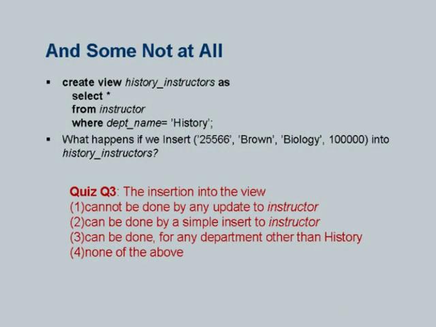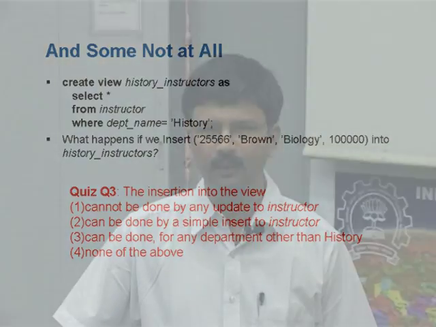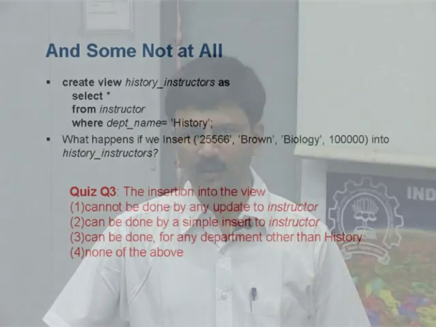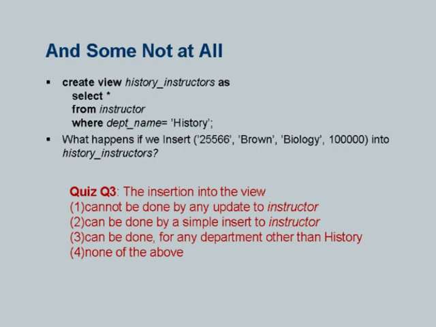Now, let me clarify the meaning of the question. The insertion means the above insertion, the one which is right above. It is not for any arbitrary insertion. The specific one which is inserting 25566 Brown biology 100,000. The question is for this insertion. So, the question is this insertion cannot be done, can be done for any department other than history and none of the above.